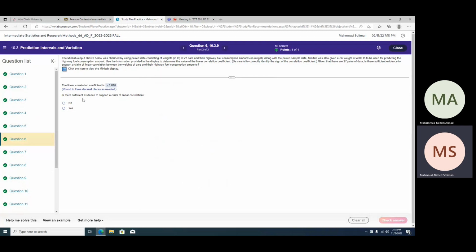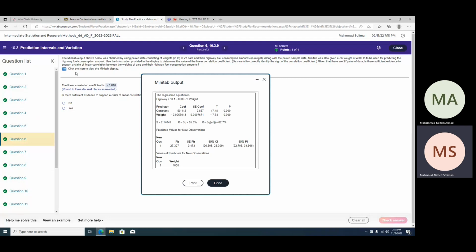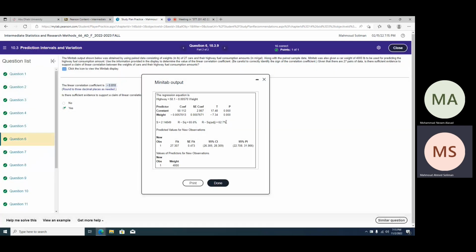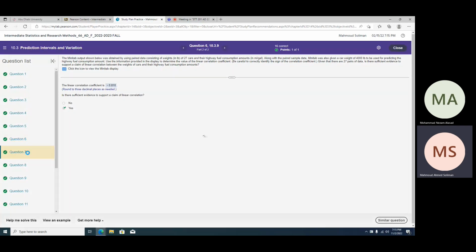So is there sufficient evidence to support the claim? We don't have critical r, do we? We look at P. I know. Yes, no, because it's 0. Why? Because 0 is less than 0.01 and 0.05. We always compare these. Yes.